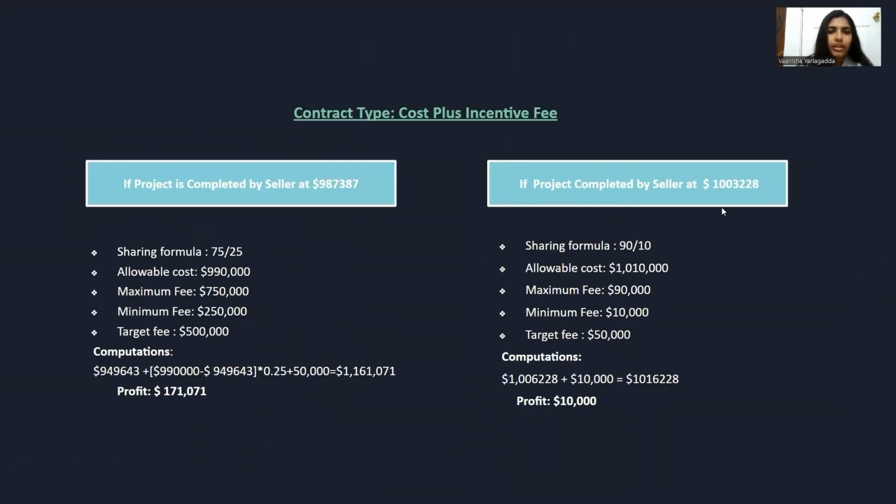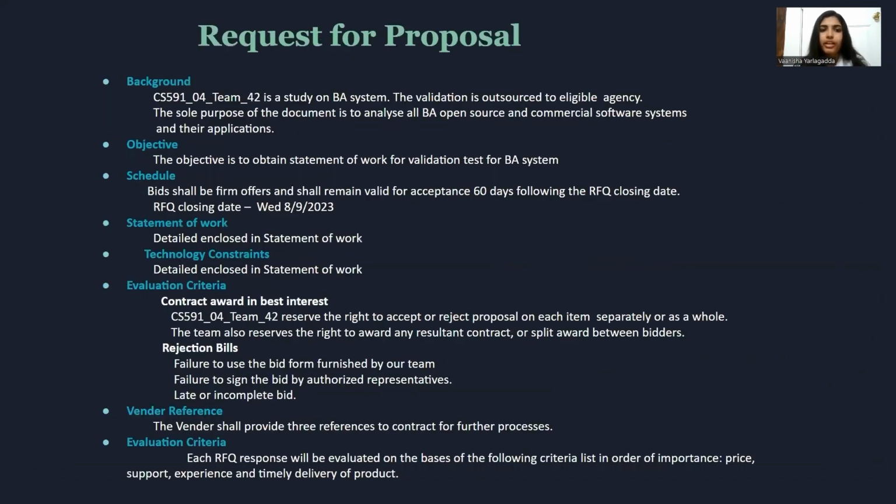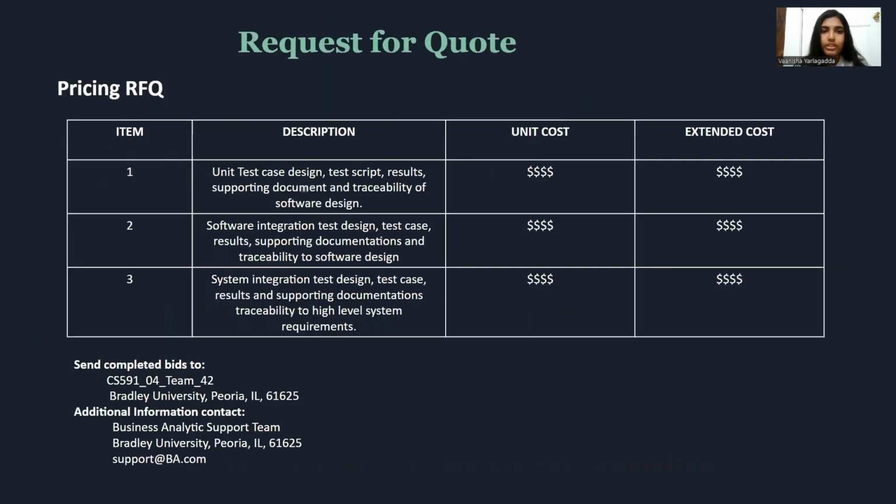So from here, the contract type we chose is cost plus incentive fee, which comes under cost reimbursement, allowable cost. So the seller sees maximum profit. If the maximum allowable cost is more than the expected cost, then the seller sees very little profit, just the allowable fee. And here is our statement of work and our request for proposal.